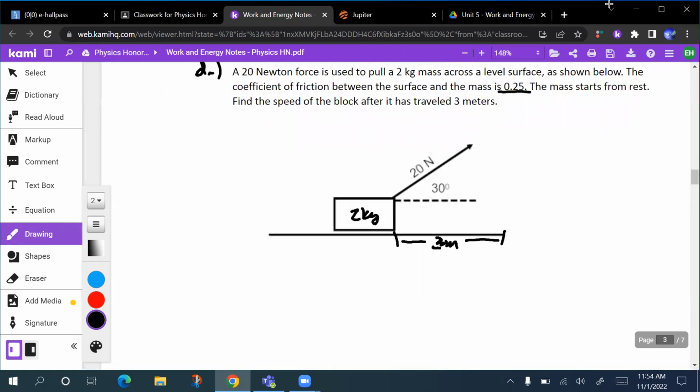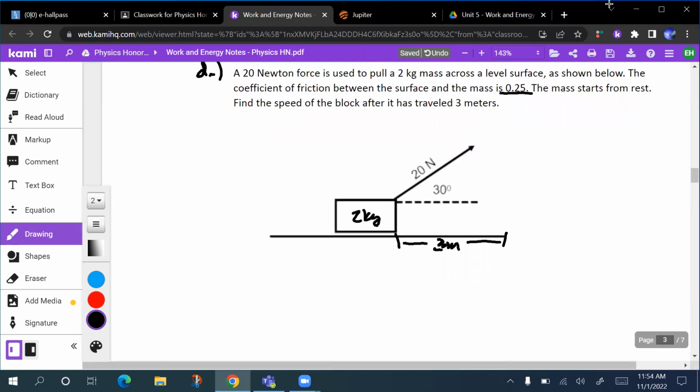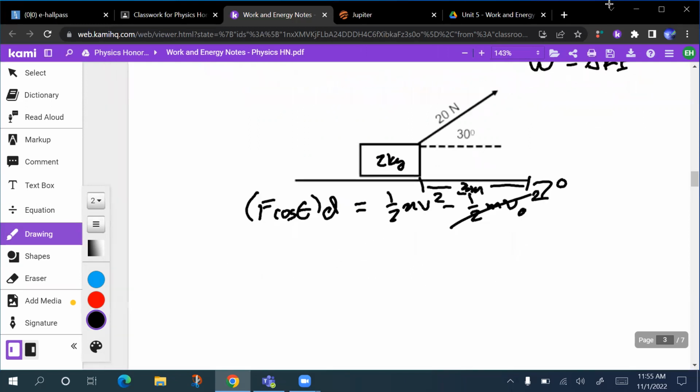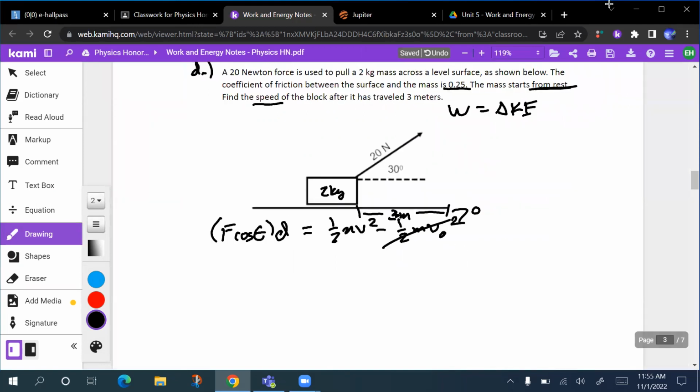Find the speed of the block after it has traveled a distance of 3 meters. Okay, so again, we do have a work energy theorem problem here, but this time it's the work done by this pulling force. The work done has increased the kinetic energy of the block from rest. And so we have force cosine theta times distance, that would be the work, equals 1/2 mv squared minus 1/2 mv naught squared, which is 0 because you start from rest. Okay, and we're looking for the speed of the block.